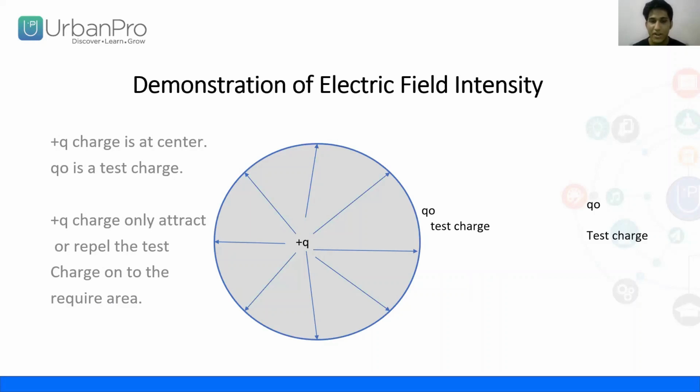So let's demonstrate it. Suppose I have a positive charge at the center, and the test charge only experiences some force in the space around it, only in a particular limited space. Suppose I put that test charge far away from that circle, and it does not experience any force. If I put that test charge on the circumference of that circle, or around that space, it will experience some force. So this is electric field intensity.